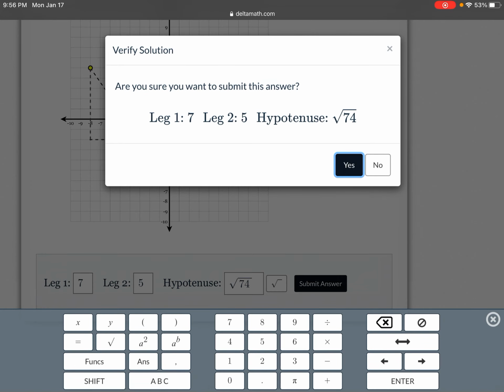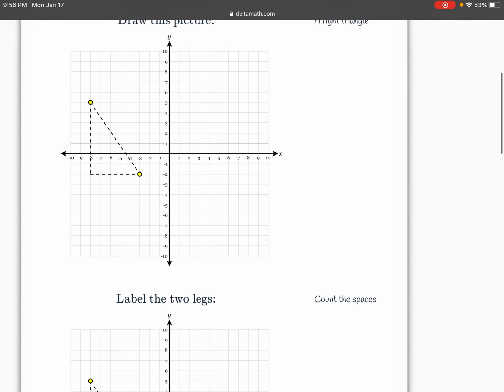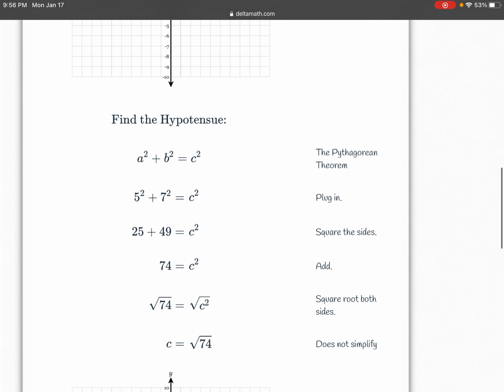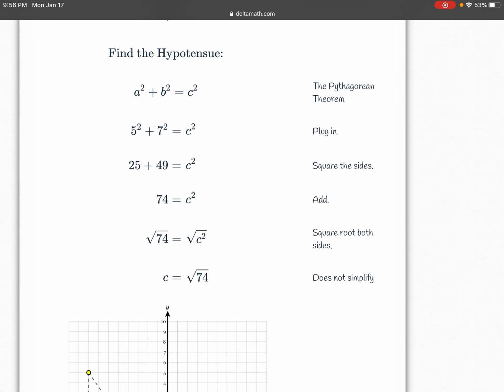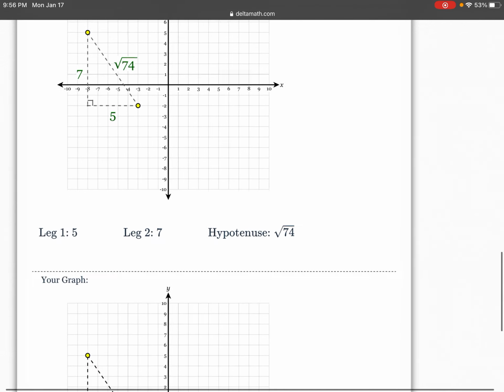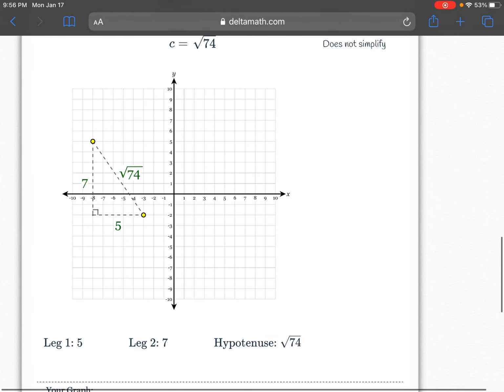Let's see what happens. Okay, yes. Perfect. So the square root of 74, that's the length of the triangle. See how they labeled the 2 legs for us, 7 and 5. And then they show you the work for the hypotenuse, for the length of the side, the square root of 74. We're just going to keep it like that. That's going to go in, and then that's it. Then they show us our graph, and that was our answer.